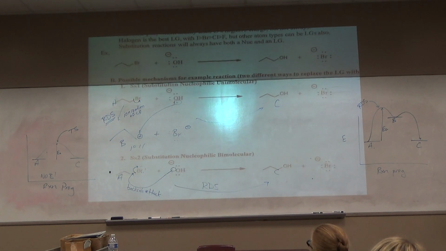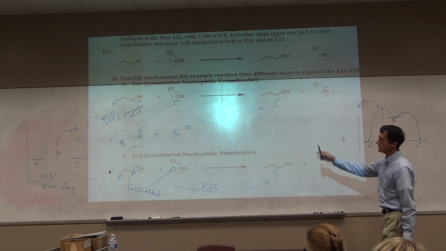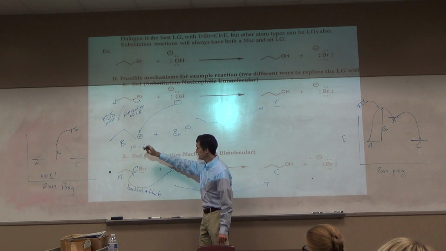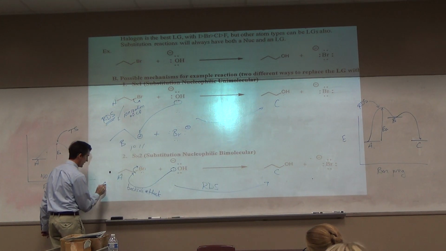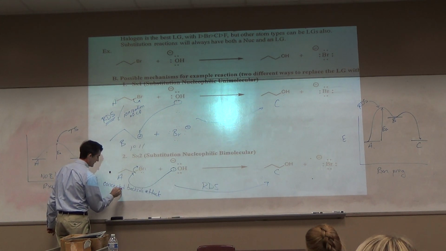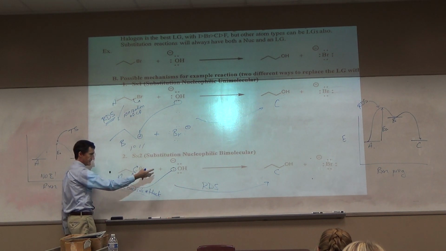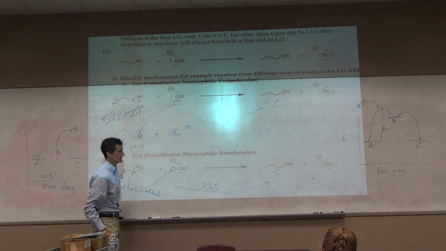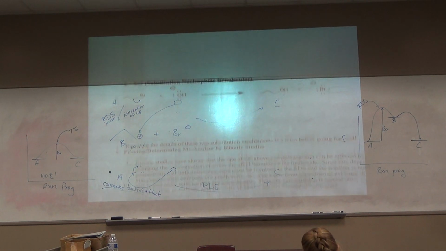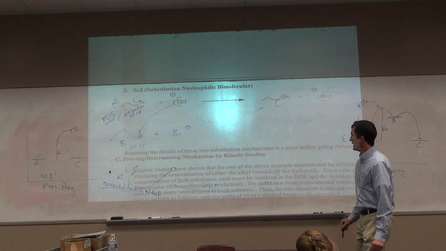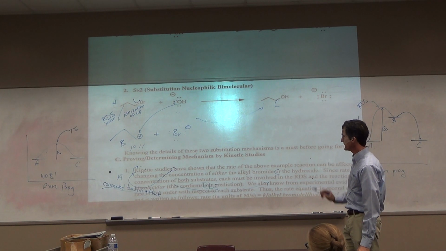Okay, I showed you 2 mechanisms for substitution on a tetrahedral carbon. SN1, which involves forming a carbocation, and SN2, which does not. Sometimes this is called a concerted backside attack. It's like both happen at the same time. The nucleophile comes in, the leaving group leaves. No carbocation is formed in an SN2 substitution. Okay, knowing the details of these 2 mechanisms is a must.